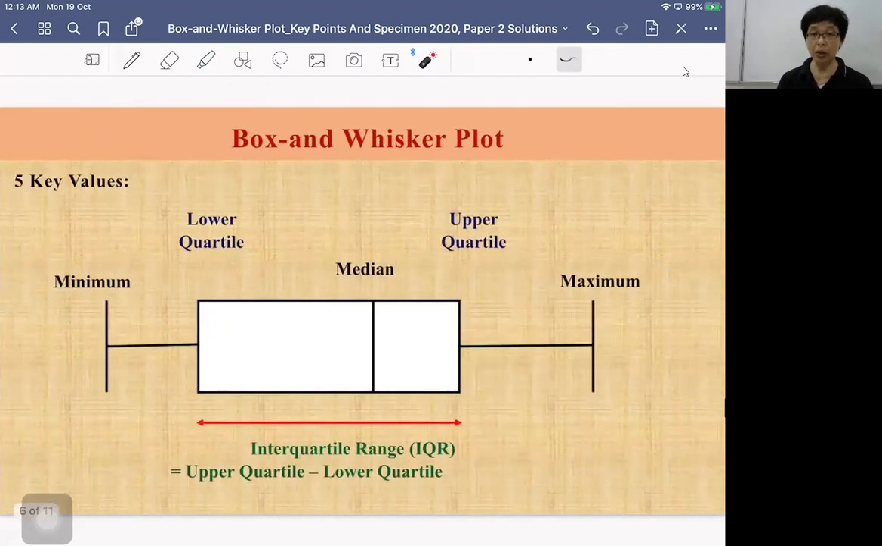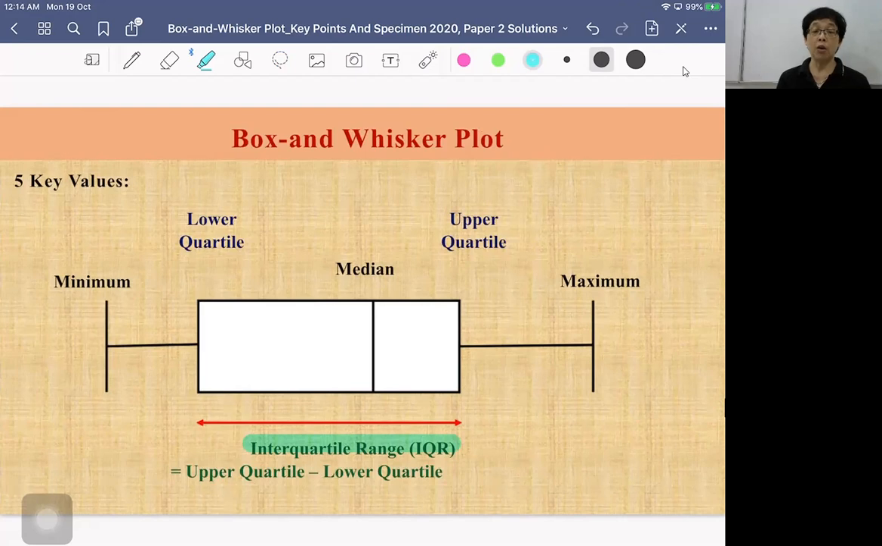All right, and we're going to look at the final one. You may say, you said 5 values, how come you mention another one? It is important, but of course it's not one of the 5 values, because this one is derived from them. I'm sure you already know what I'm talking about. Yes, the interquartile range, and we short form it as IQR.